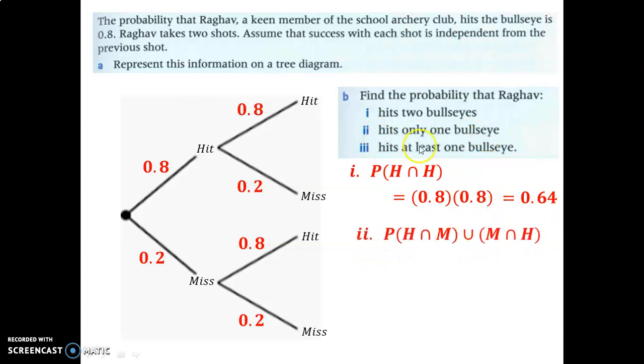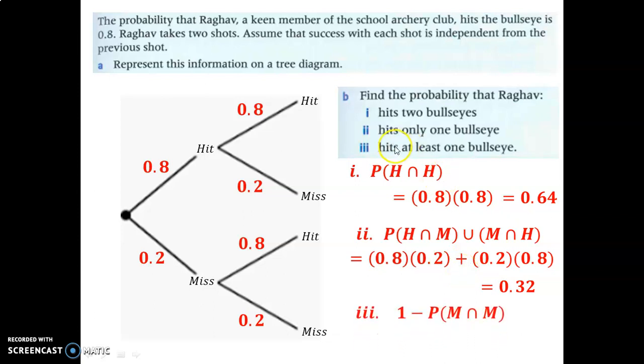Okay, this one's a little trickier because to hit one bullseye, there are two paths that get you there. For example, you hit the first bullseye and then you miss the next one. That path works, but also the path of missing your first one and hitting the second one works as well. So you have hit and miss, or, that means or, miss and hit. Here we have hit miss is that, and here's miss hit, and when you add those up, you get 0.32. So that's an important point about tree diagrams. You can multiply along one path to get that probability, but if you want to find a combination of paths, you have to add them up.